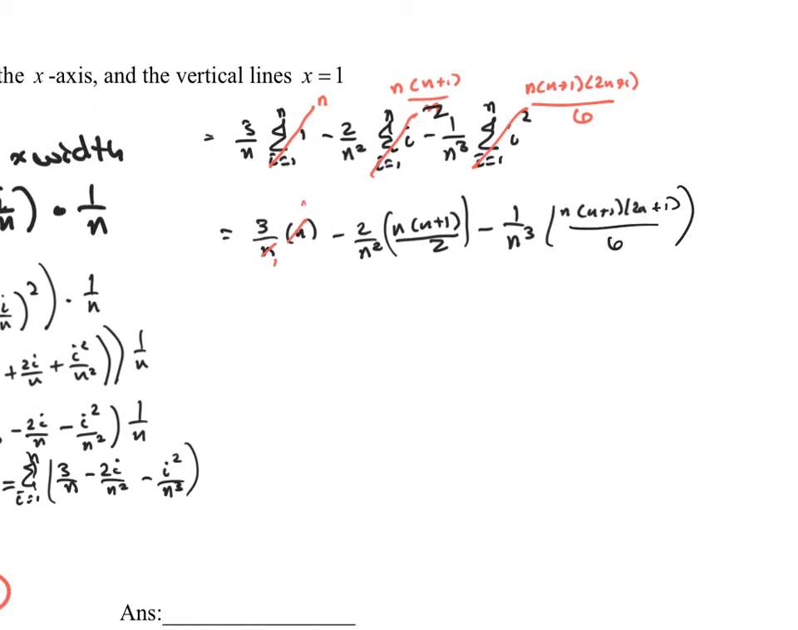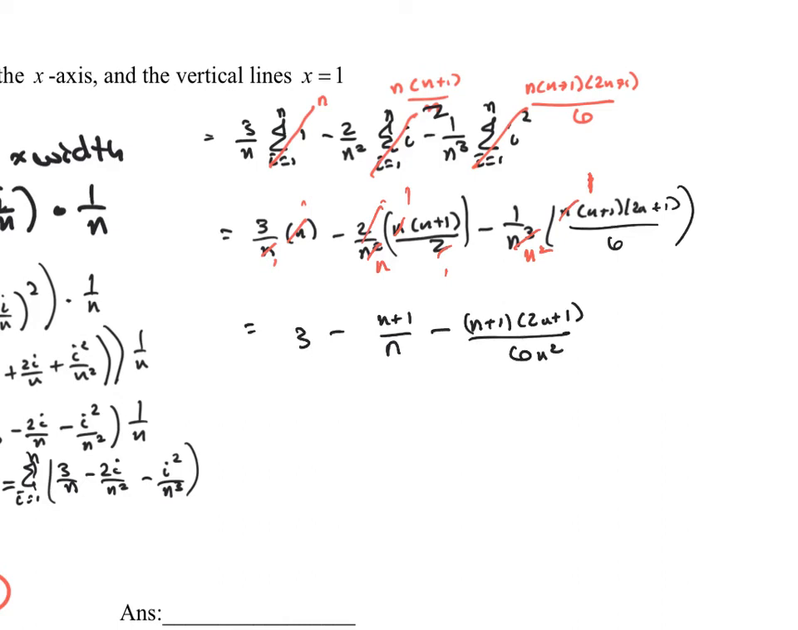The n's simplify in the first one. n squared and n would simplify in this one to a 1 and an n. The 2's would also simplify, actually. And the next one, the n cubed and the n would simplify into a 1 and an n squared. And let's see if we can clean this up. So I'm getting 3 minus, looks like I have n plus 1 all over n. And on the next one, it looks like I have n plus 1 times 2n plus 1 all over 6n squared. Okay.